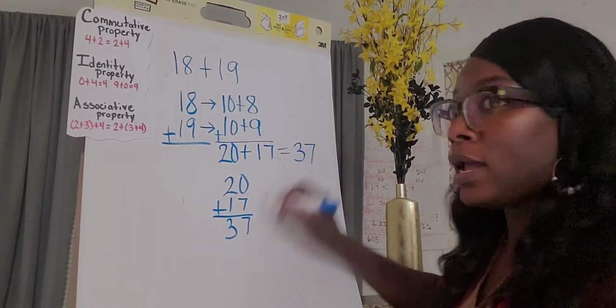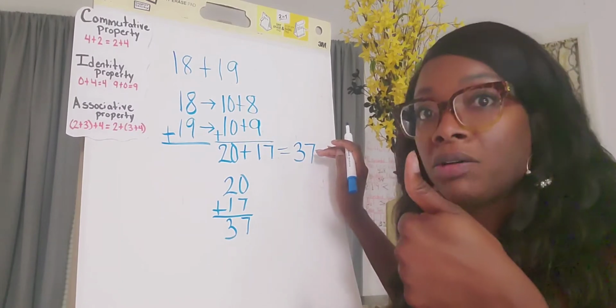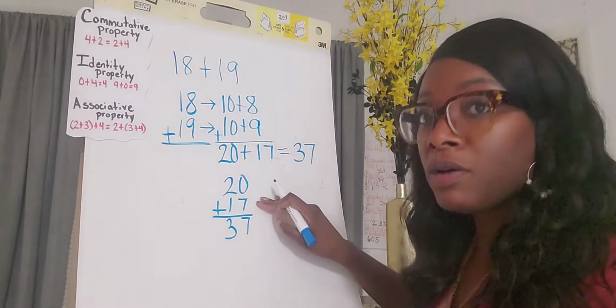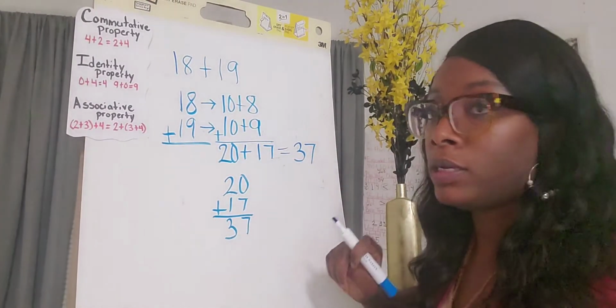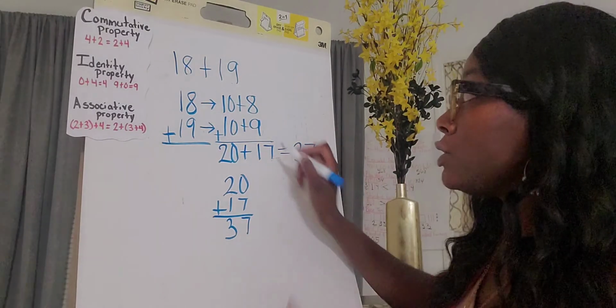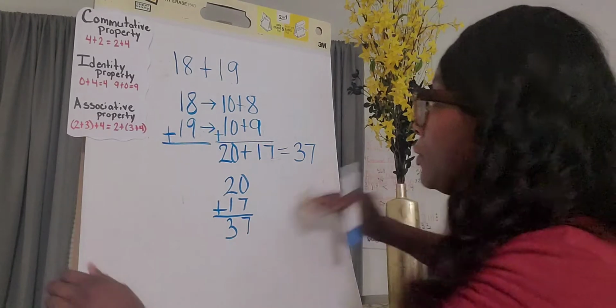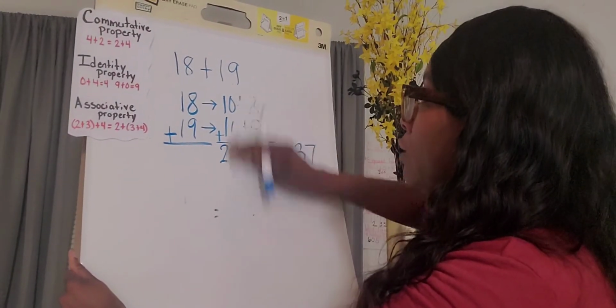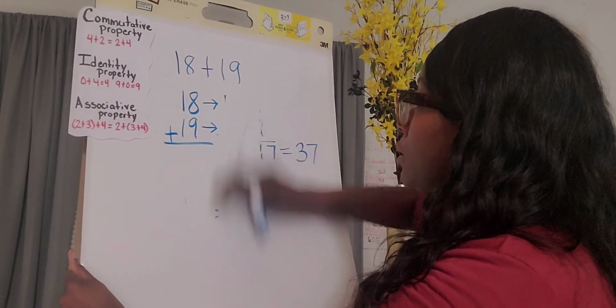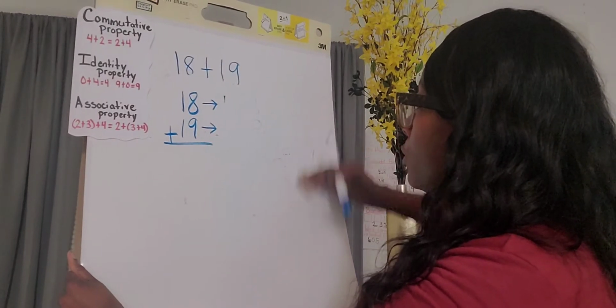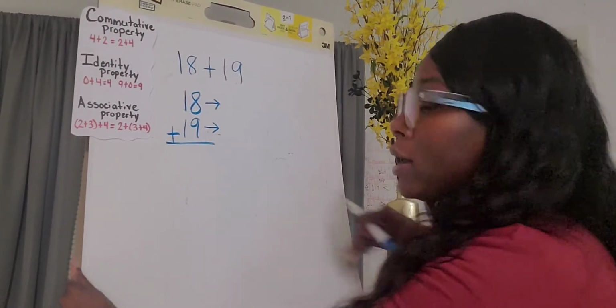So either way, if you can solve it mentally, awesome. If you're still working on that mental math, just write it vertically. And we got the same answer that we got when we worked it out vertically. See that? Let's try one more way with 18 plus 19. Let's try model form. Let's see if we can get 37 doing model form.